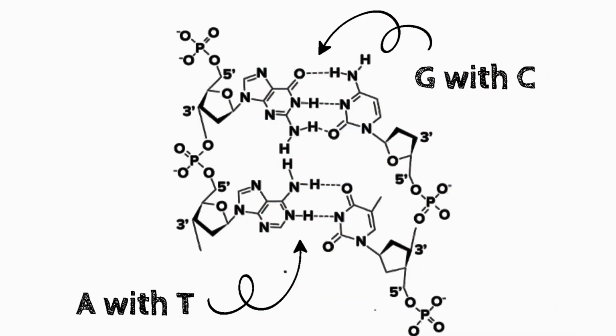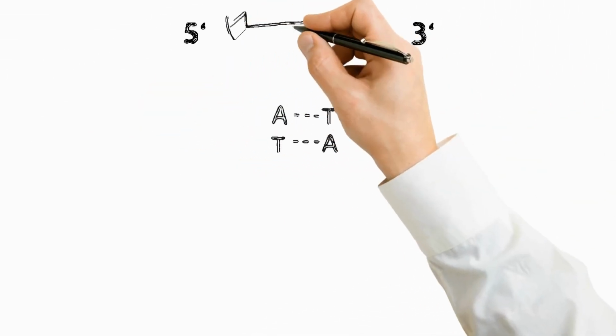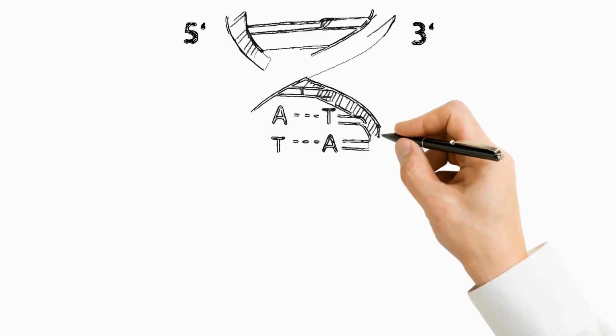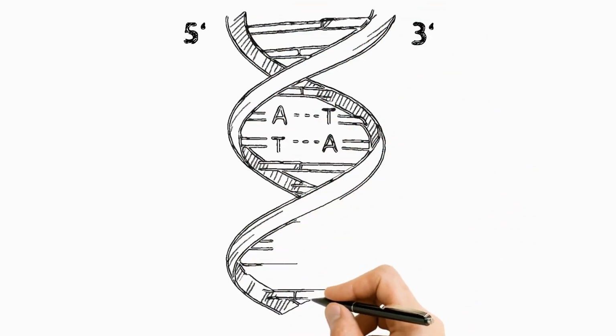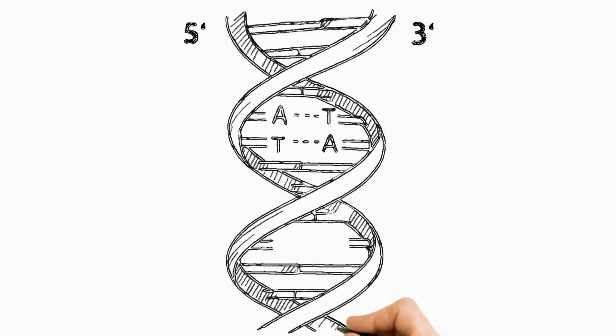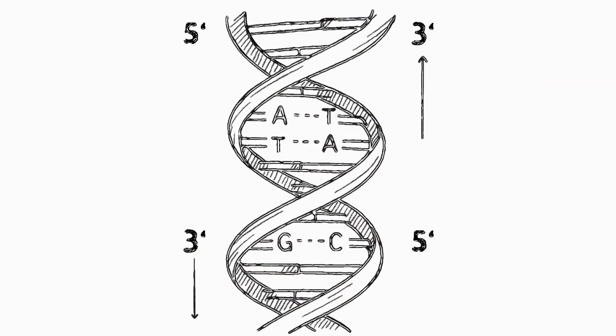Antiparallel strands, the handrails. The 2 strands run in opposite directions. If one strand runs 5' to 3' up, the other runs 3' to 5' down. This antiparallel nature is crucial for how enzymes read and copy the DNA.